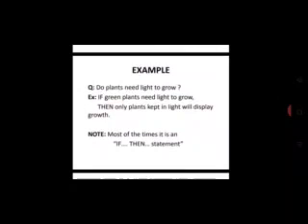Here are some examples how we can hypothesize or how do we formulate hypothesis. For example, question is, do plants need light to grow? An example of hypothesis is, if green plants need light to grow, then only plants kept in light will display growth. Most of the time it is an if and then statement. It may or may not be if and that then statement. It can also be a simple statement.